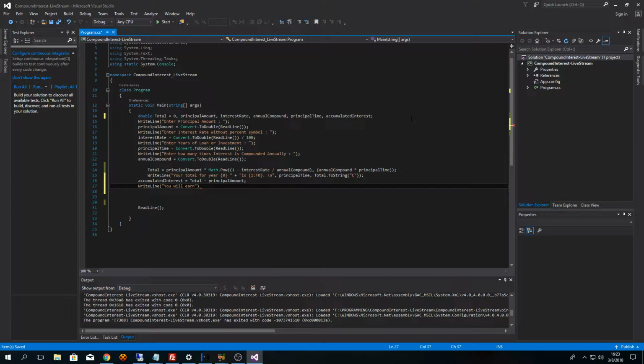And we'll type "You will earn". What I'm typing in again are these little placeholders, saying that the curly bracket 0 close curly bracket will represent the first variable that I put here, which is going to be accumulated interest, comma, and the one inside the curly brackets 1 is going to be the next variable, which is going to be principal time.